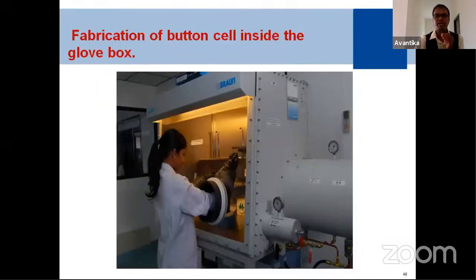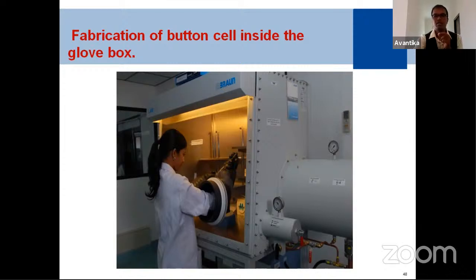Okay, so this is a glove box. She was my MTech student when I was at Amrita, Cochin University, who prepared the coin cell inside the glove box. I already mentioned that one. Making a coin cell or pouch cell is not easy. It's very tough to prepare because we cannot prepare outside, right? Inside it's very difficult.